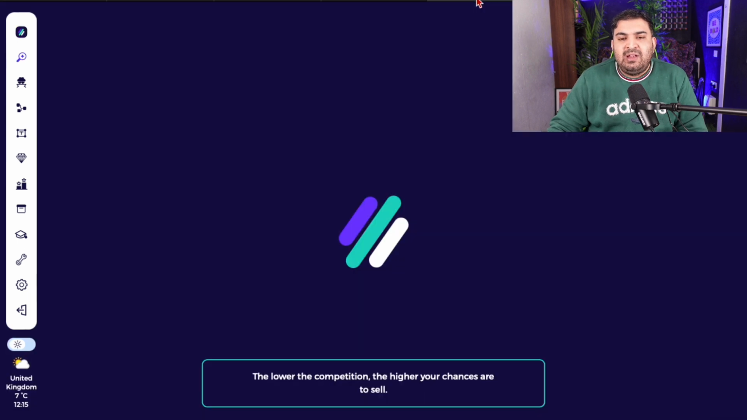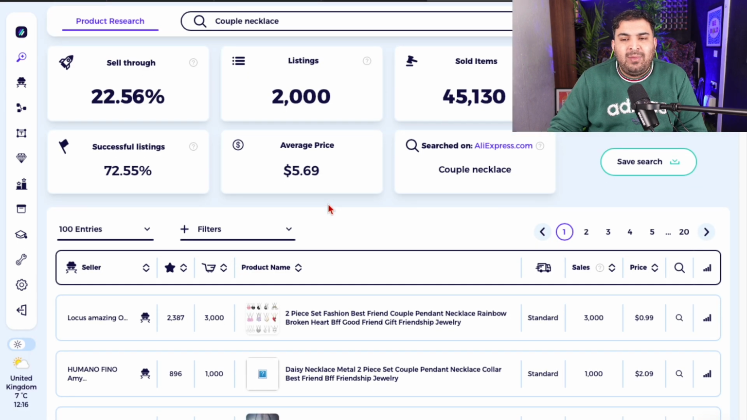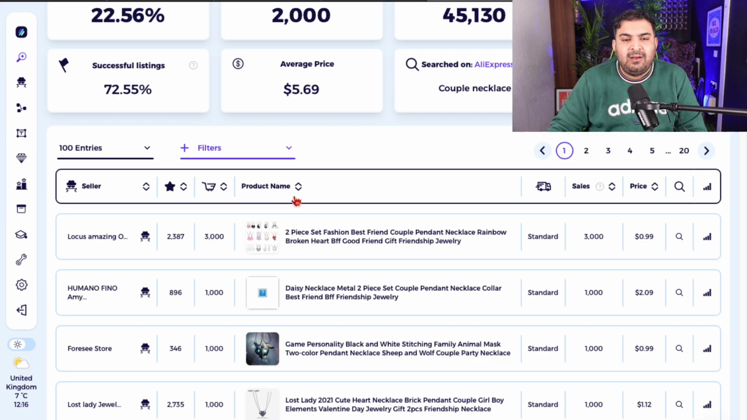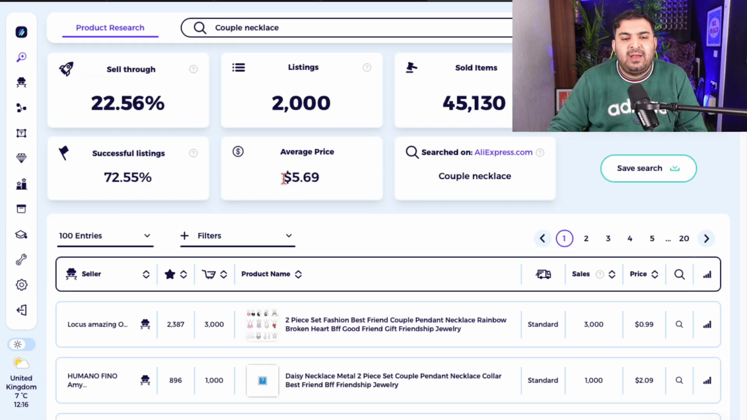So the sort of analytics which I'm looking for is how much is the sale for this one. So for example, if I am right here, the average selling price for this one is about $5, which is fine because I think these types of products are going to be really cheap. And the sell-through rate is 22.56. It's a really low sell-through rate in this one, so it might be very competitive, because it has 2,000 listings right here.